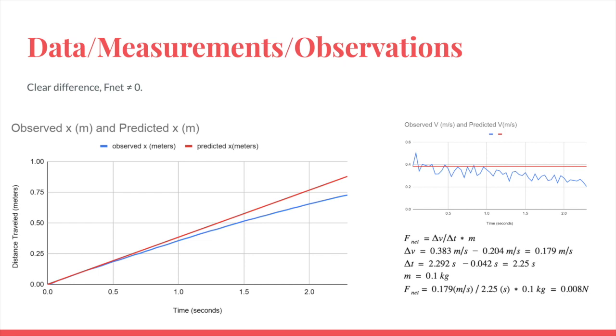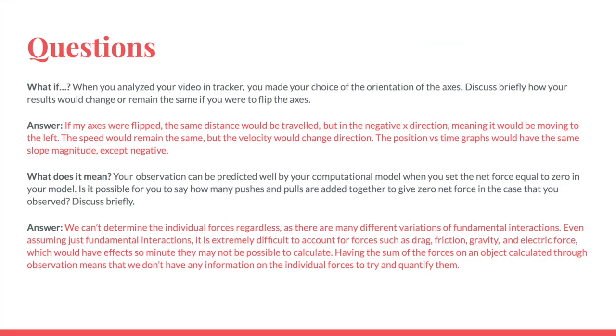As we have the measurement of the velocity near the end and the beginning, the change in time, and the mass of the object, we can calculate the average net force on the object during this time, which we get to be 0.008 newtons. There were two questions posed to us before we started the lab. The first one being, when you analyzed your video in Tracker, you made your choice of the orientation of the axes. Discuss briefly how your results would change or remain the same if you were to flip your axes.